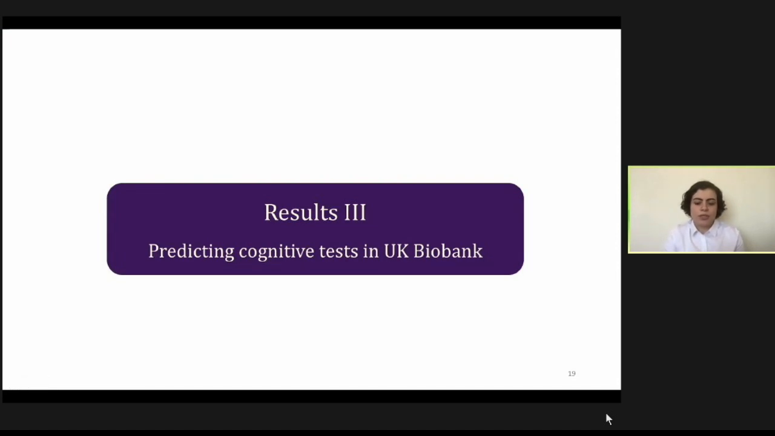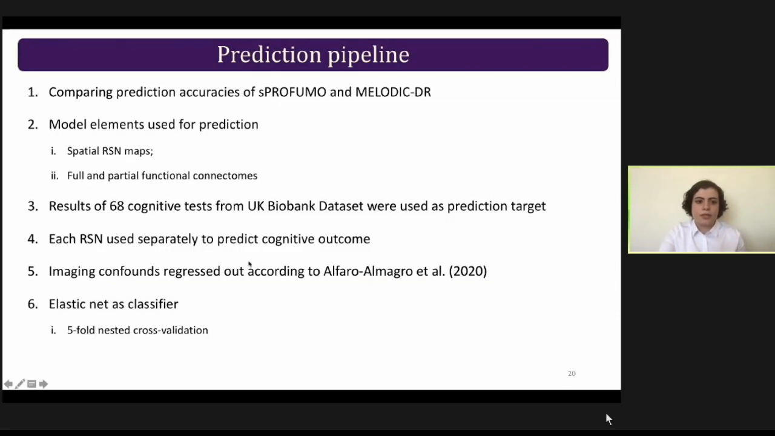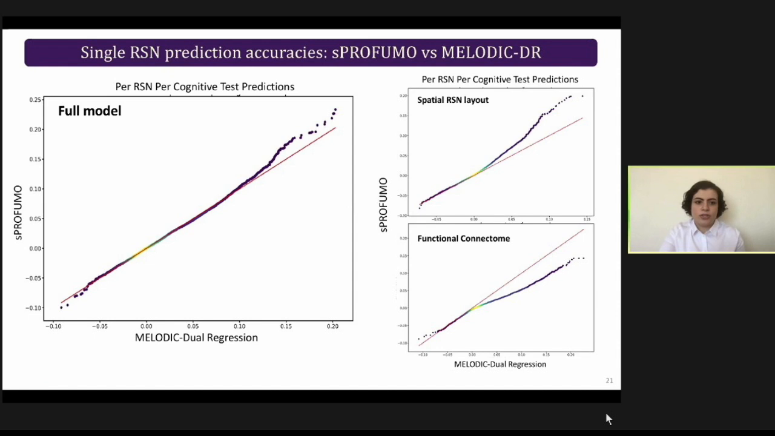The final thing that we tested was to see how each of these two models perform for predicting results of cognitive tests in UK Biobank. And for that purpose, we look at the full output of each model, as well as the spatial layout of the RSN separately and functional connectomes separately. We take 68 cognitive tests from UK Biobank and predict the outcome, and we use each RSN separately to do this prediction. And here are the results.